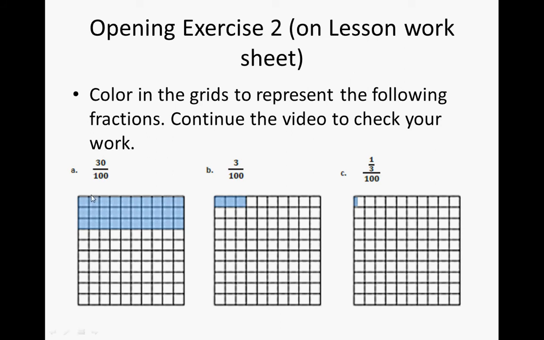Notice that 30 over 100, since there's 100 parts in this grid, would represent 30 out of 100. 3 over 100 would represent 3 units, and 1/3 of 100 would mean about shading in approximately 1/3 of 1 square.